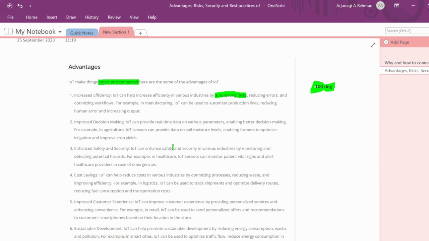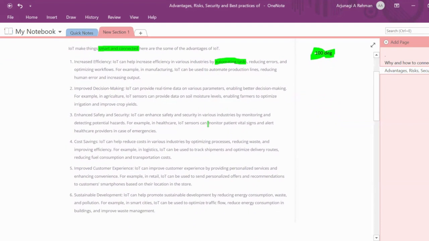So be it in any industry, for making informed decisions, we need data. So IoT enables us and provides us the data, and using that data, we can make smart decisions. Third advantage is enhanced safety and security.